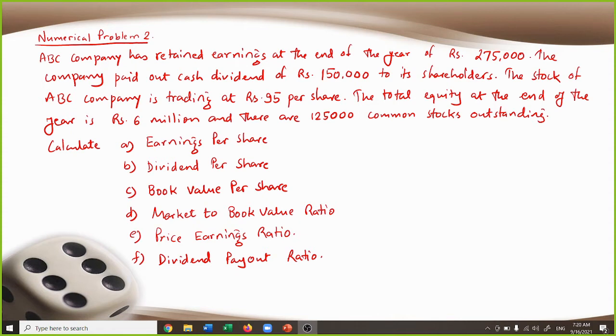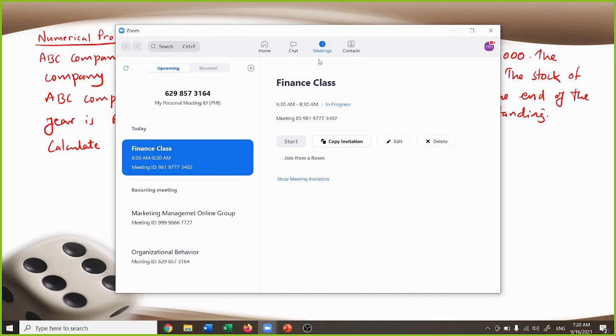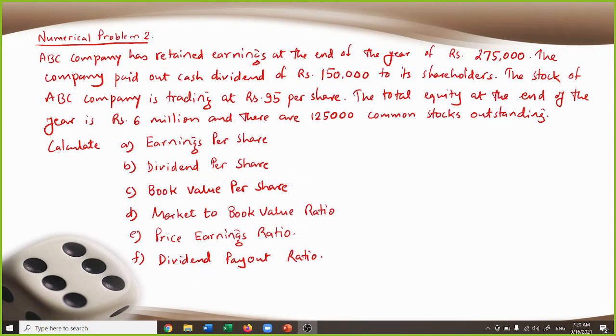Calculate earning per share, dividend per share, book value per share, market to book value ratio, price earning ratio, and dividend payout ratio. So in this question we have been asked to calculate various types of ratios that are related to the stock price and earning of the company and dividend of the company.